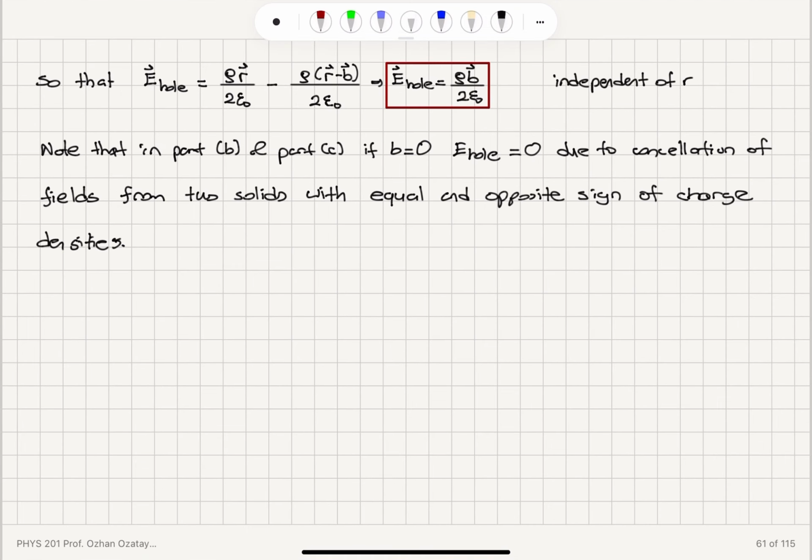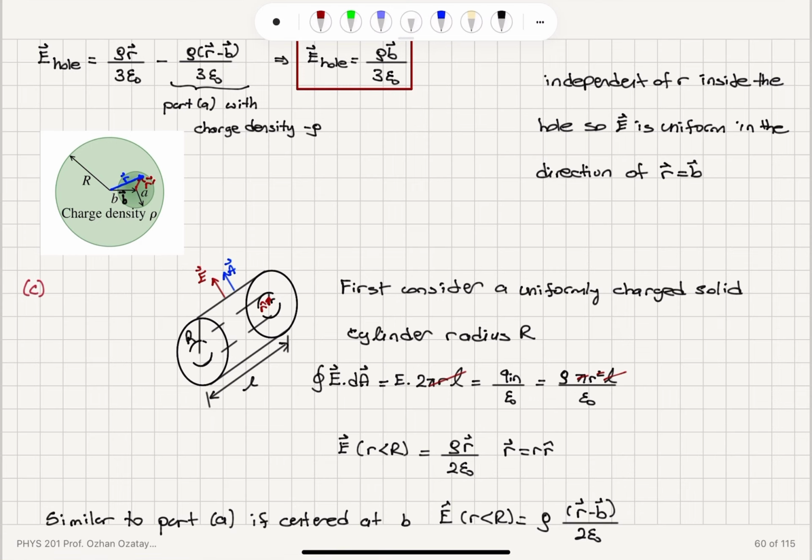So this answer is independent of r. So you can see that it's a uniform electric field inside this hole. And I note that in part B and part C, if b is equal to 0, then the electric field inside the hole is 0. So let's think about this.